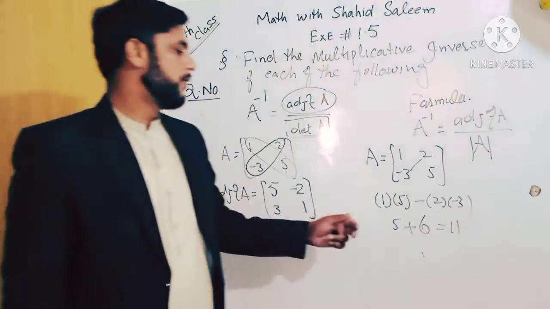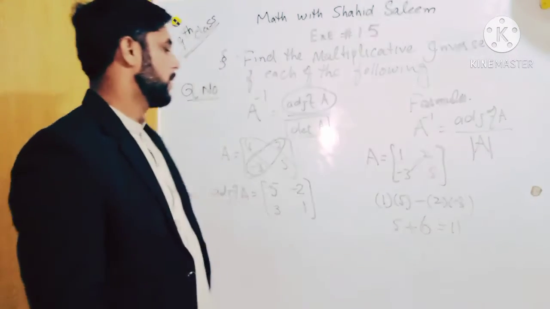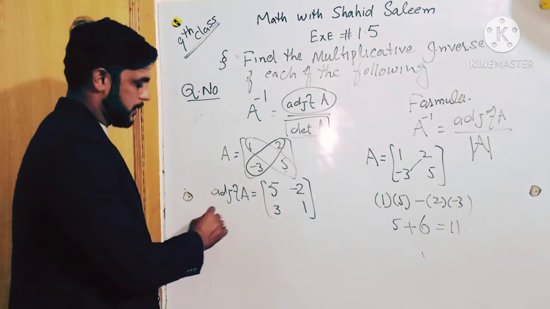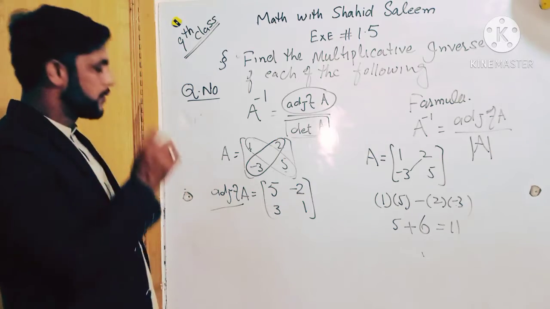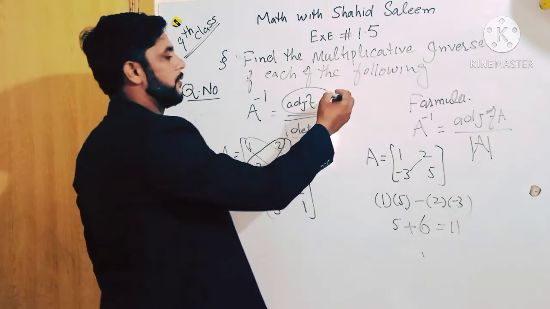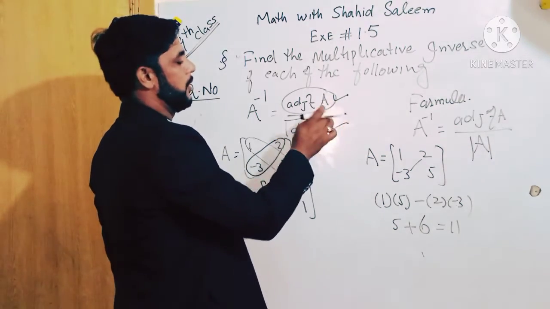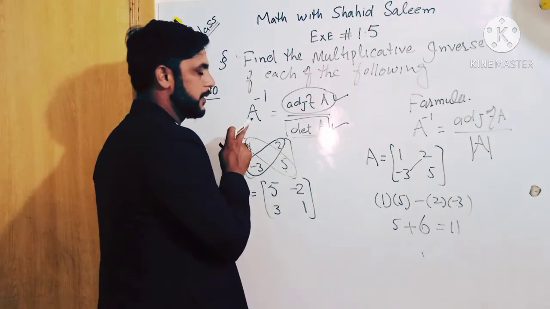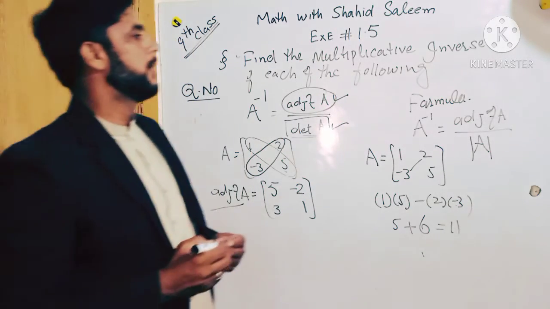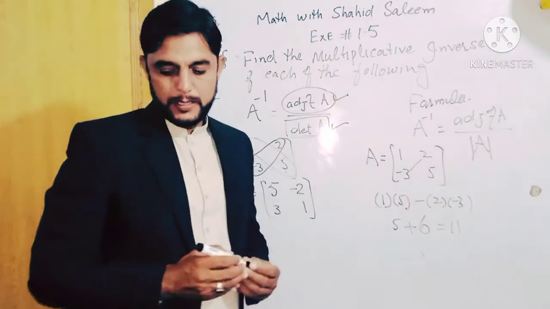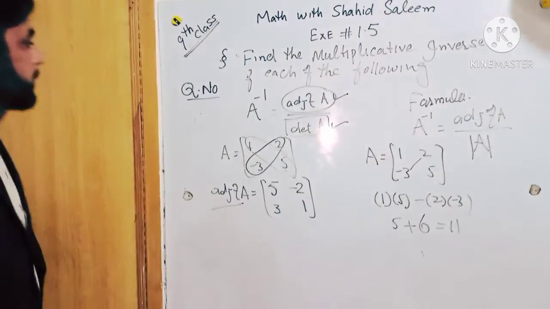This is the method to find the determinant, and here we find the adjoint of the matrix. So these two values are put in the formula of the inverse method. We find the multiplicative inverse of each matrix.